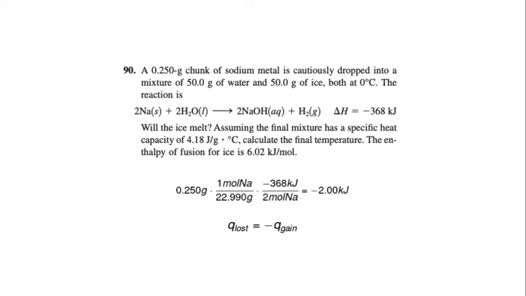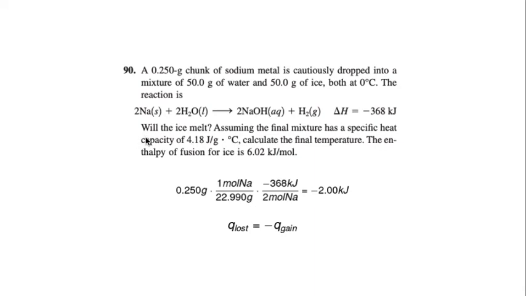Finally, we have another similar problem. We're given a 0.25 gram chunk of sodium metal that is cautiously dropped into a mixture of 50 grams of water and 50 grams of ice, both at 0 degrees Celsius. The reaction is 2 moles of sodium plus 2 moles of water to yield 2 moles of sodium hydroxide and 1 mole of hydrogen gas, and the change in H associated with this equation is negative 368 kilojoules. And so that change in H is negative 368 kilojoules per 2 moles of sodium reacted, per 2 moles of water reacted, per 2 moles of sodium hydroxide produced, per 1 mole of hydrogen gas produced.